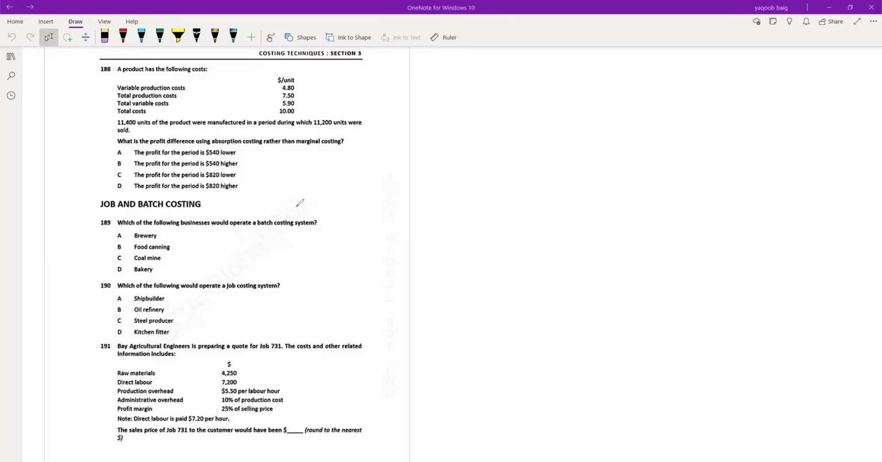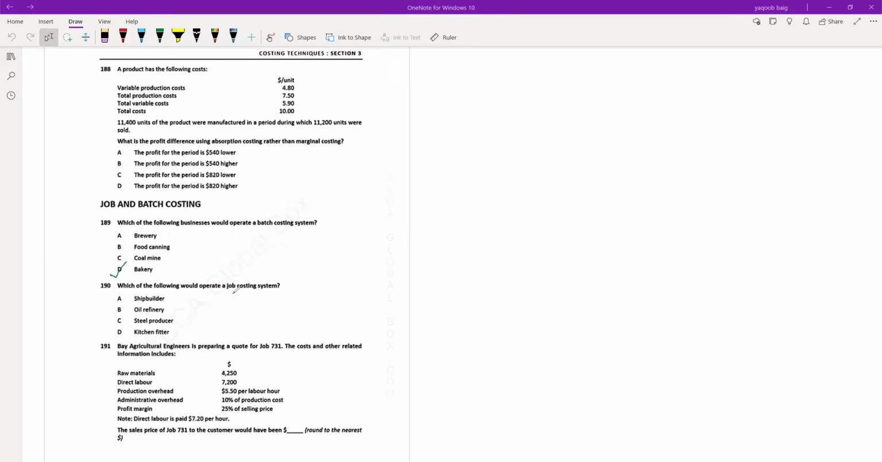Next topic is job and batch costing. Which of the following businesses would operate a batch costing system? Batch costing system is basically the one where we are producing goods in batches, or we are producing a number of units in one batch. So bakery is the one where we are operating under a batch costing system.